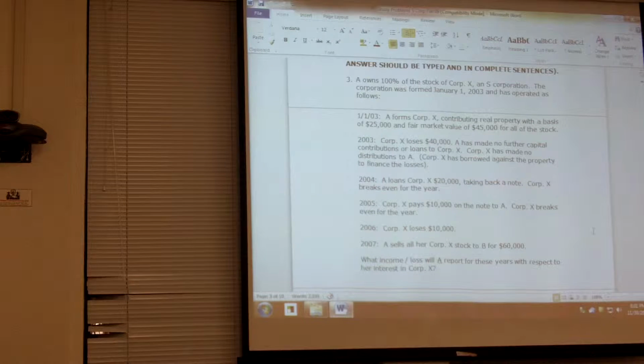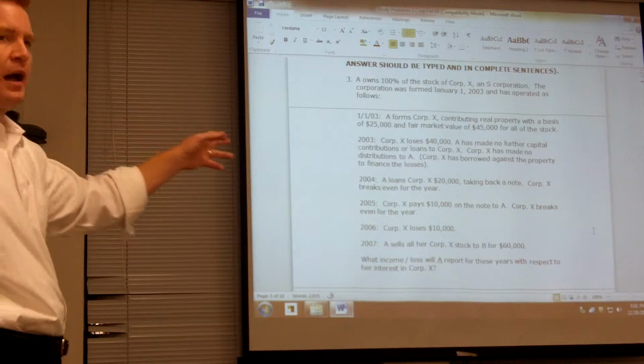So let's take a step back and say, all right, so we had an initial basis of $25,000. Now we've got $40,000 of losses. What happens?